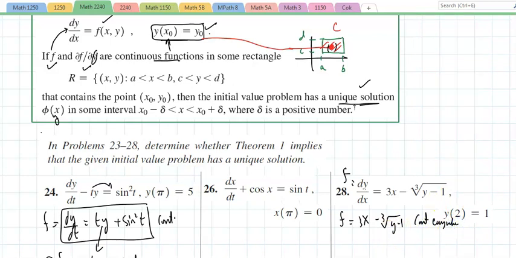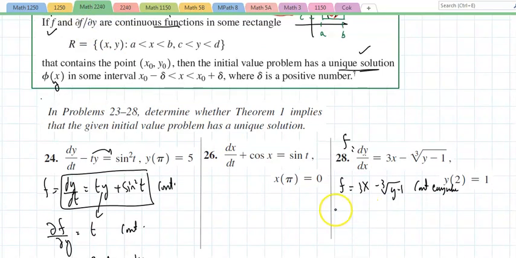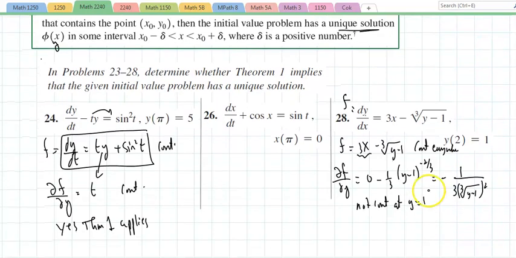No problem there. But what happens if I take the partial of that with respect to y? If I take the partial of f with respect to y, this is 0, this is negative, so this is y minus 1 to the 1/3. Bring the power down, subtract 1 from the power. That would be negative 1 over 3 times the cube root of y minus 1 squared. Now, are we in agreement that this is not continuous at y equal 1? That's the only point you can't have.